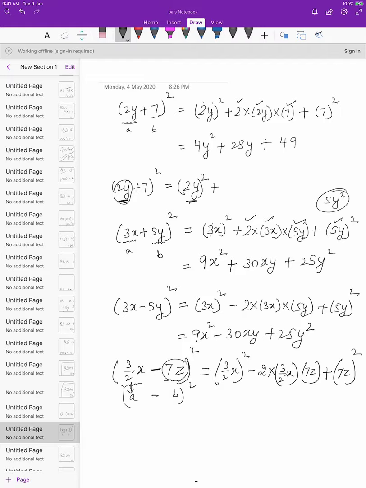That means a will be 3 by 2x, b will be 7z. In place of minus, we have a minus sign here in the identity itself, which will take care of it on its own. You don't have to take minus along with 7z in this case. Now when you open out this, 3 by 2 whole square will be 9 by 4 x square minus. Now this 2 and this 2 will get cancelled. 3 into 7 will be 21xz plus here 7 into 7 is 49z square. So this is how we expand the identities a plus b whole square and a minus b whole square.